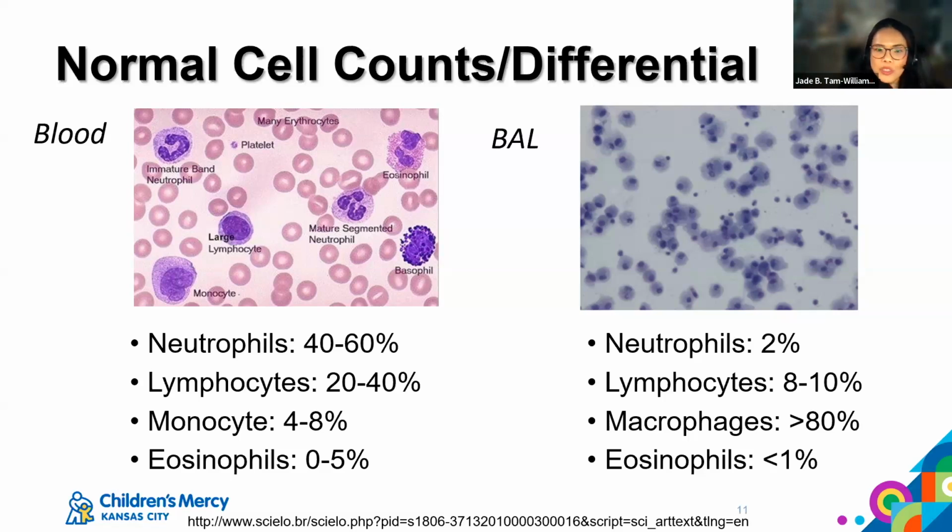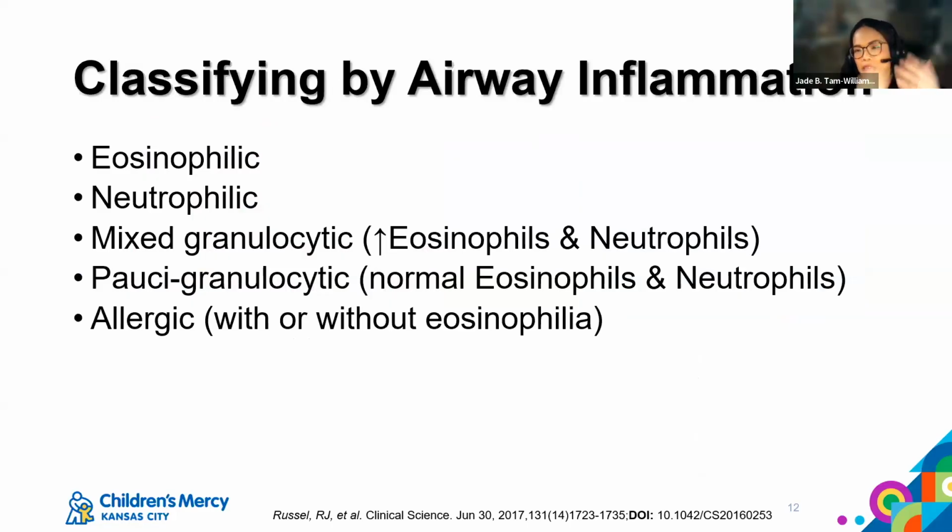Okay. So to give you a sense of what is normal, now when we think about airway inflammation from a cellular level, what we have historically started to break it down by is eosinophilic, neutrophilic, mixed, meaning both eosinophils and neutrophils are high, paucigranulocytic, meaning both neutrophils and eosinophils are normal, or allergic. Now, allergic can be with or without eosinophils.